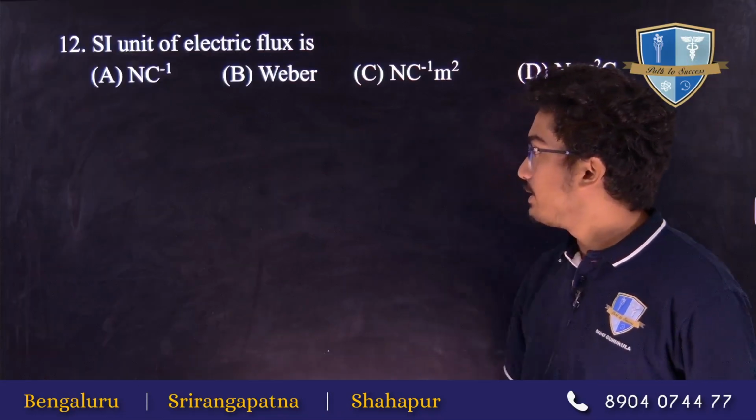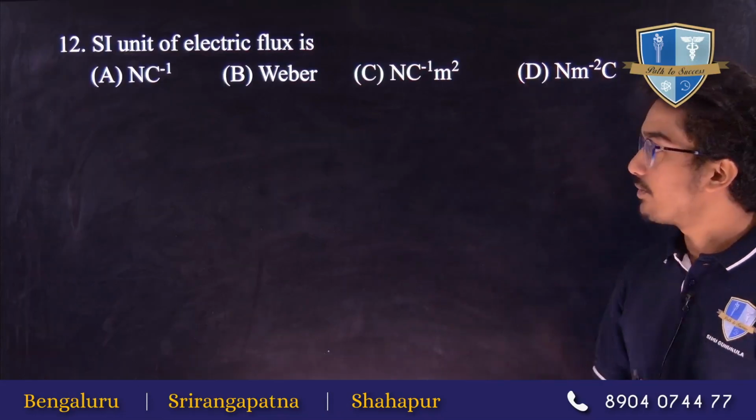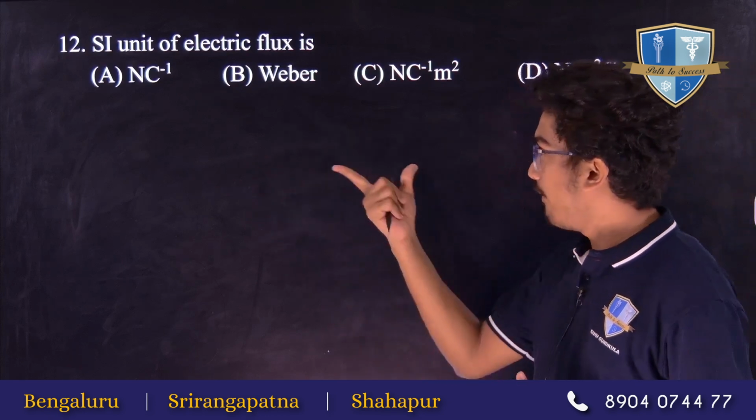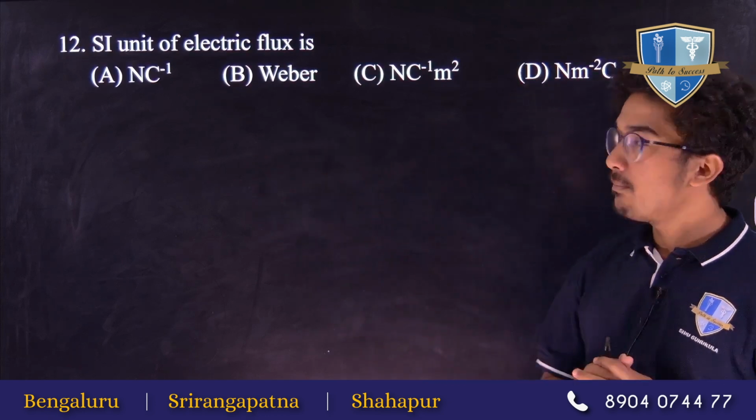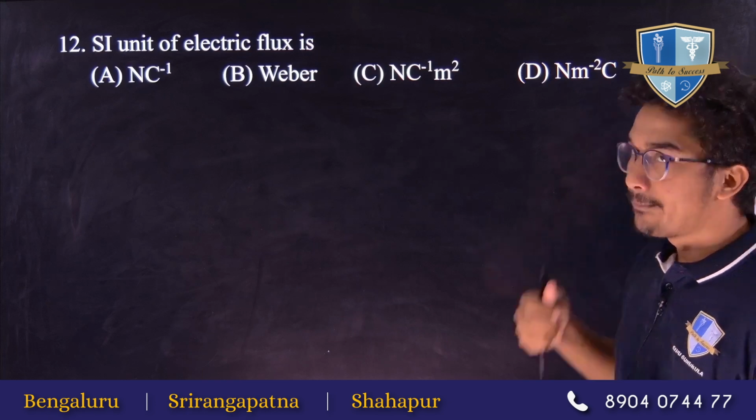So next question is, SI unit of electric flux is, our options are Newton per coulomb, Weber, Newton meter square per coulomb, or Newton coulomb per meter square.